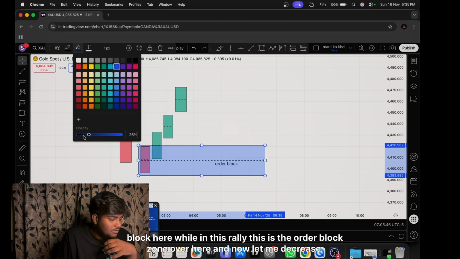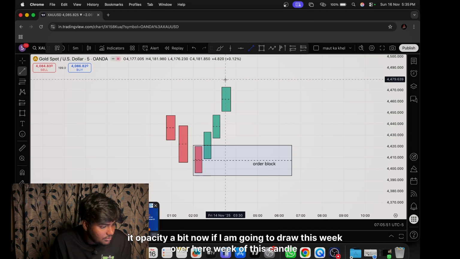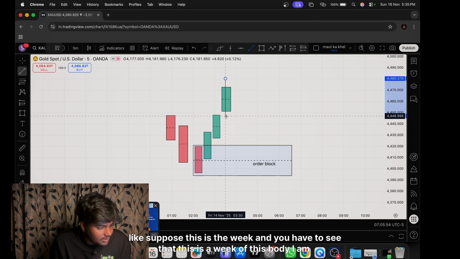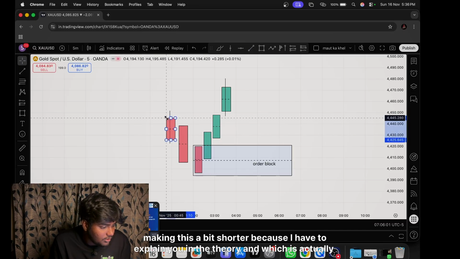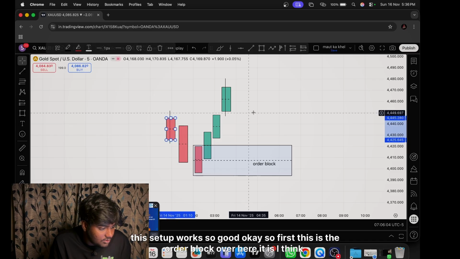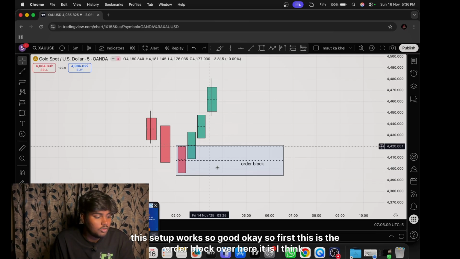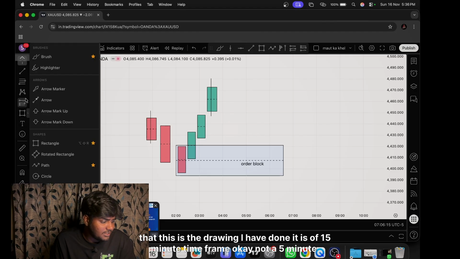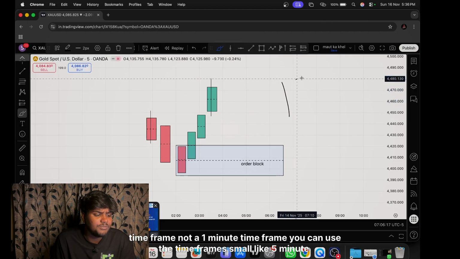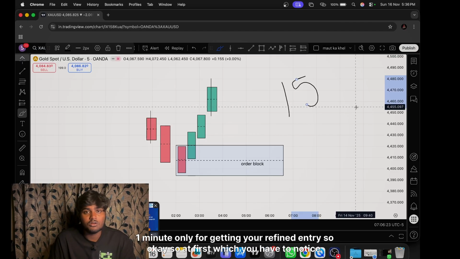Now wait, let me decrease its opacity a bit. Now I am drawing this wick over here, the wick of this candle, and you have to see that this is the wick of this body. I am making this a bit shorter because I have to explain the theory of why this setup works so well. This order block drawing is on the 15-minute time frame, not 5-minute or 1-minute. You can use smaller time frames like 5 minute and 1 minute only for refined entries.